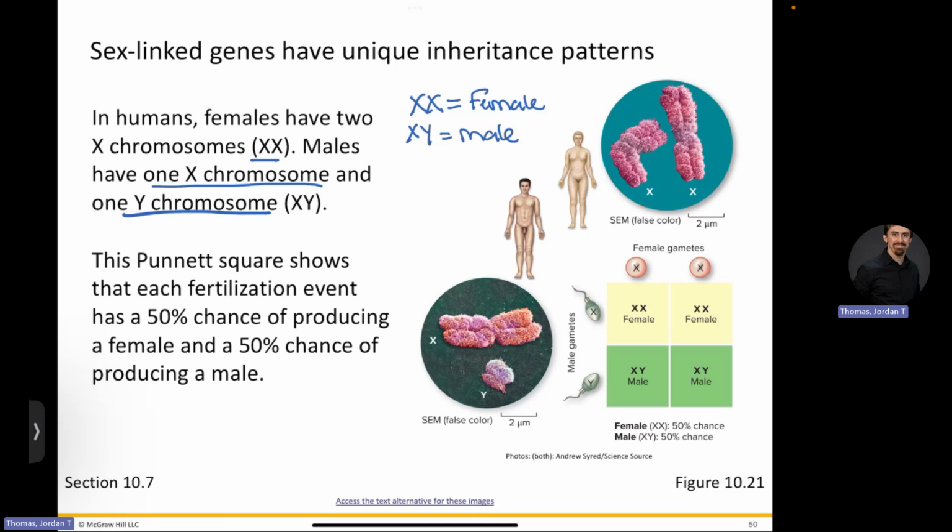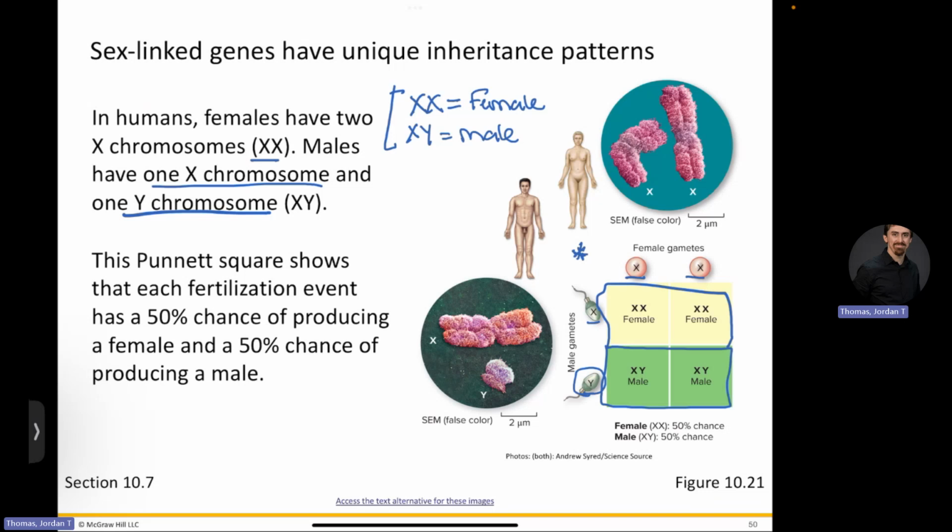This Punnett square shows that each fertilization event has a 50% chance of producing a female and a 50% chance of producing a male. So we're talking about this right here. Remember, with these two genotypes, we are splitting the letters up. So in the female, we get X and X, and in the male, we get X and Y. Remember that Y produces males. So in this bottom row, we get two males, and in the top row, we get two females. With sex chromosomes, when they're passed down, it's automatically 50% male, 50% female.